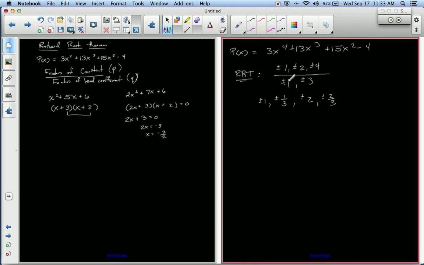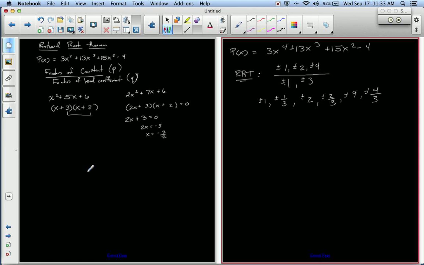And now the 4: 4 over 1 and 4 over 3. So all said and done, I have 12 possible rational roots, right? 12, sorry, 6 pairs, which makes up 12 possible rational roots. So how do I determine if they're actually a root or not?